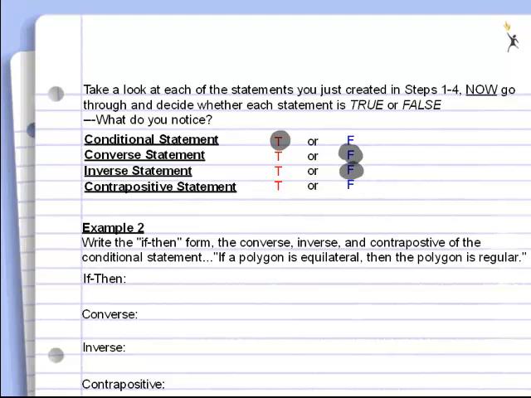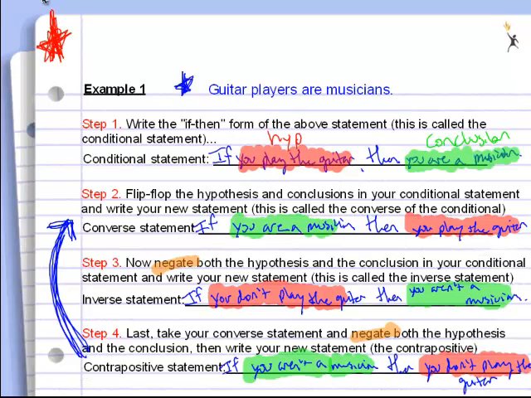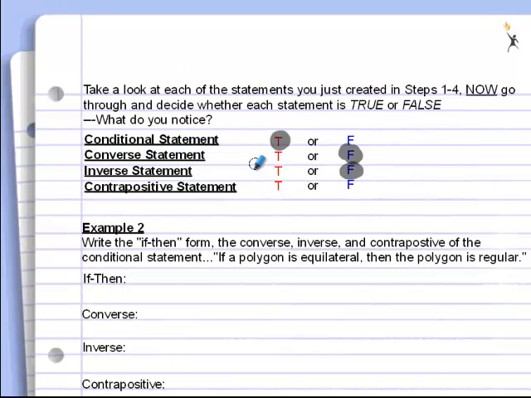Let's look at the contrapositive statement. If you aren't a musician, then you don't play the guitar. Well, listen, if you aren't a musician, I would dare say that you can't play the guitar. And the reason that's true is because if you did play the guitar, then you would be a musician. But you're not a musician, so you probably can't play the guitar. Okay? I doubt you would consider yourself a musician if you couldn't play the guitar.